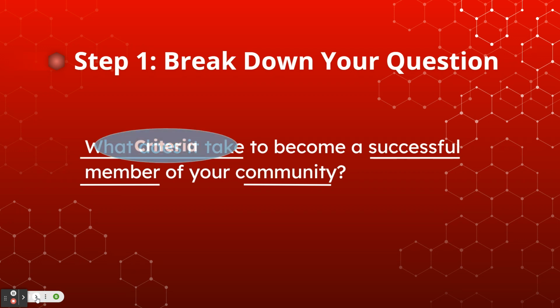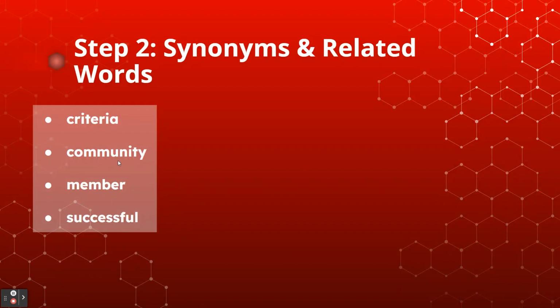What does it take? That's criteria. So we are looking for criteria of becoming a successful member of your community. So synonyms and related words. Here's criteria, community, member, successful. So we took those words, what does it take? And we changed that to criteria because we're looking for those criteria to become successful members of our community. So these could be synonyms to our keywords.